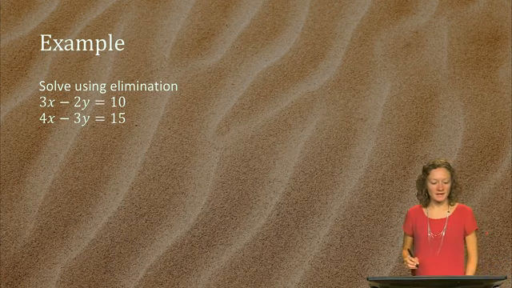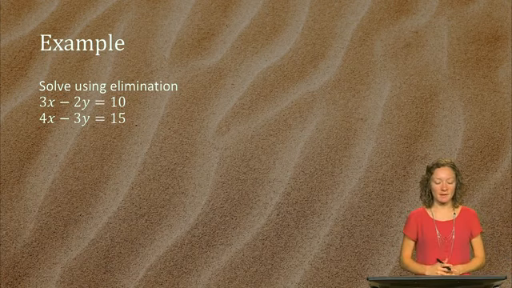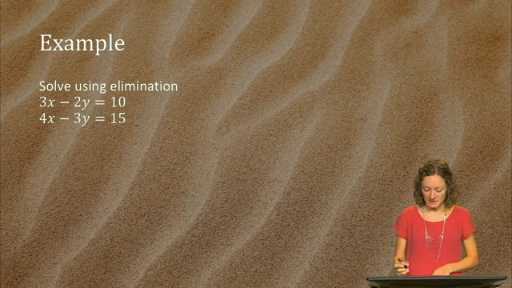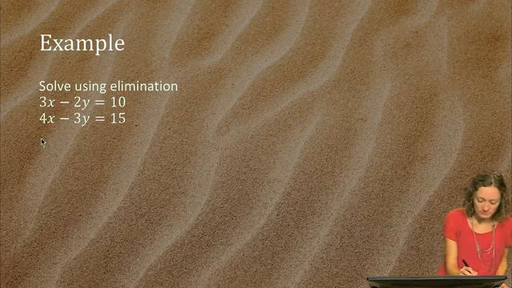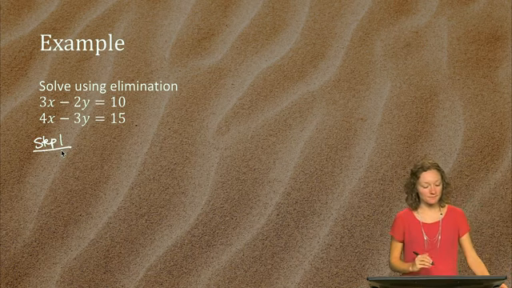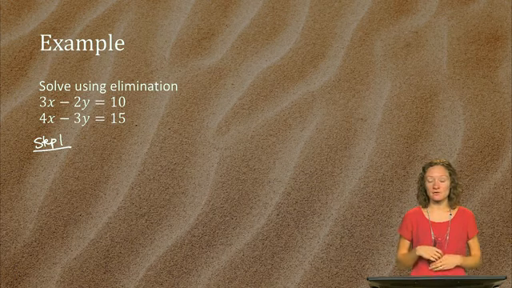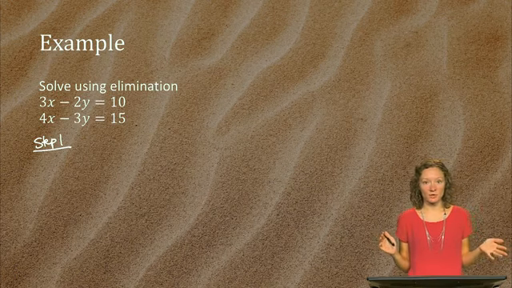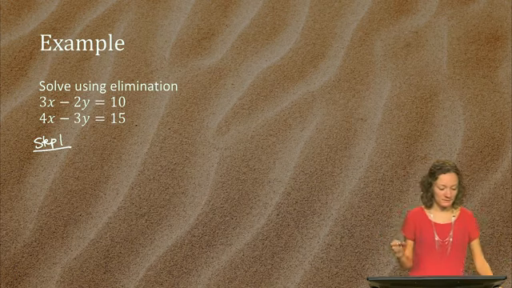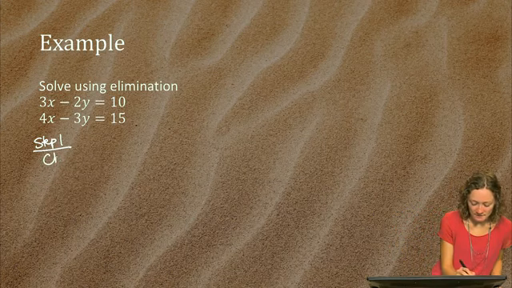Okay, so we have 3x minus 2y equals 10 and 4x minus 3y equals 15. So step 1, choose a variable to eliminate. We have 3 and 4 as coefficients, negative 2 and negative 3 as coefficients. It's not going to make a difference. We're going to have to do the same amount of work either way. So let's go with y in this case. I'll choose y.